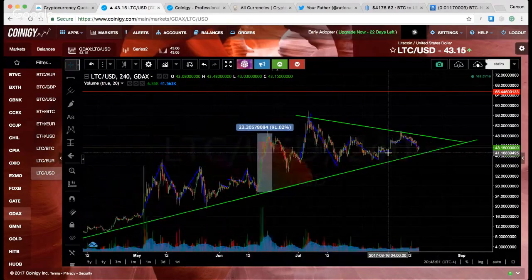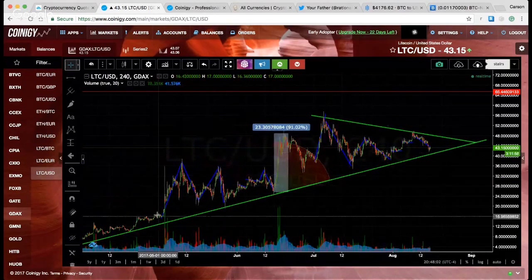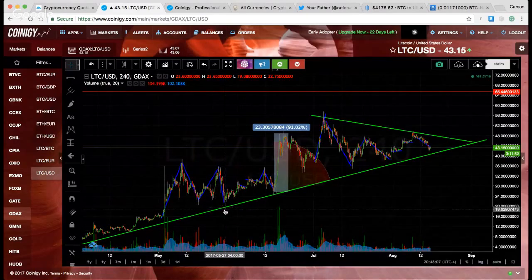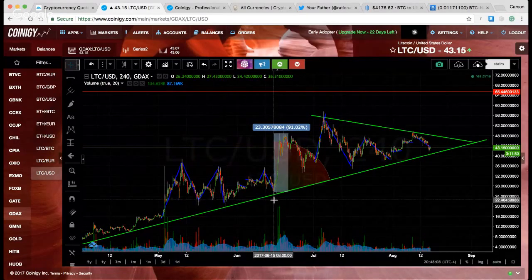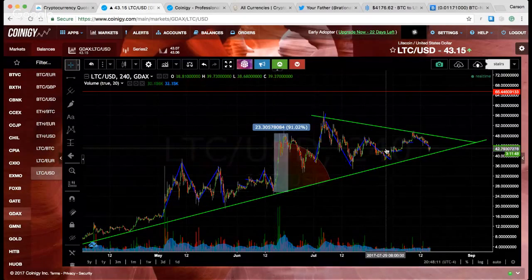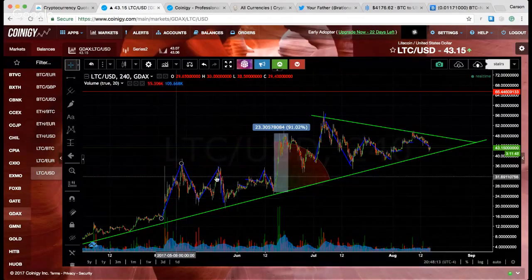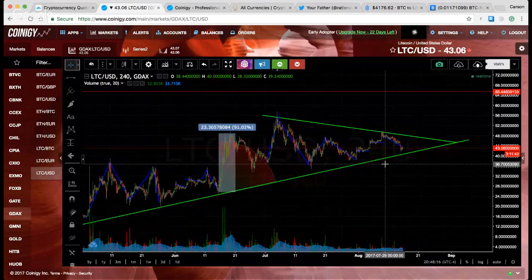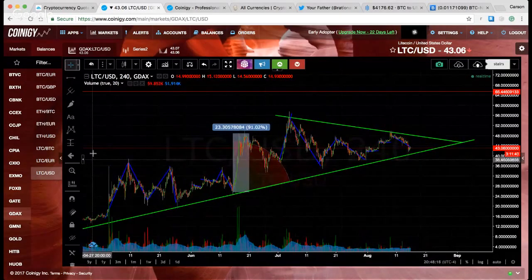This is the main trend line, all the way from back to here. And we can see it has been touched with thin candlesticks with jumps up. And if you look at the pattern, you can see the pattern. So personally, I have my Litecoin.